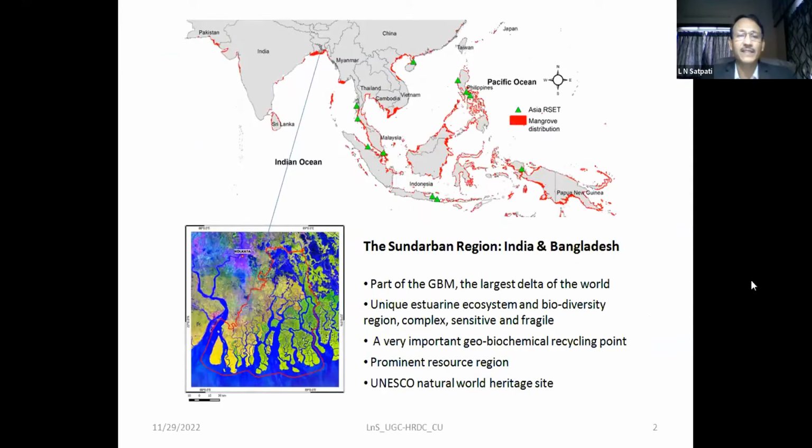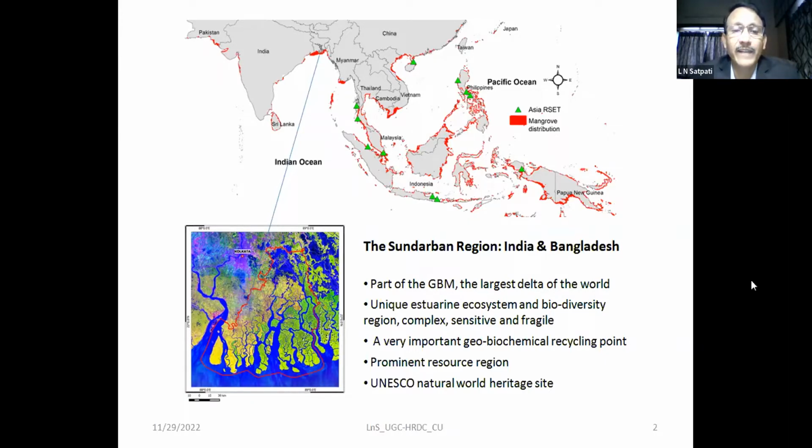So let us first understand what is Sundarban, because there are many concepts and misconceptions about what Sundarban means to us. Let us start from the very beginning, because there are so many Sundarbans within the Sundarban. So the common perception about Sundarban is that it is the part of the largest delta of the world. We call it the Ganga Brahmaputra Meghna delta system.